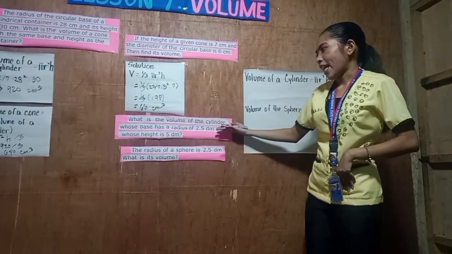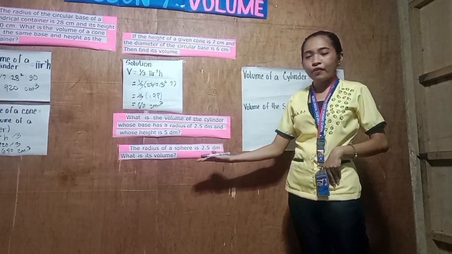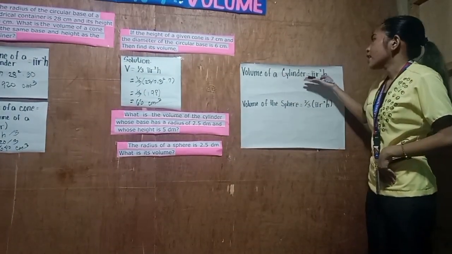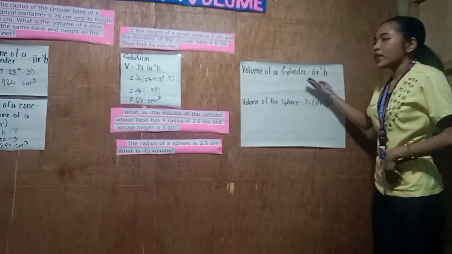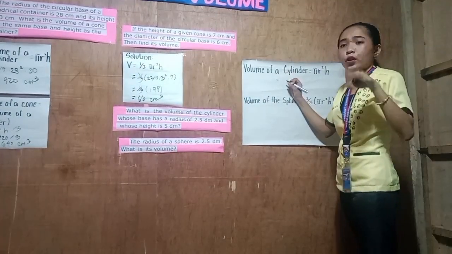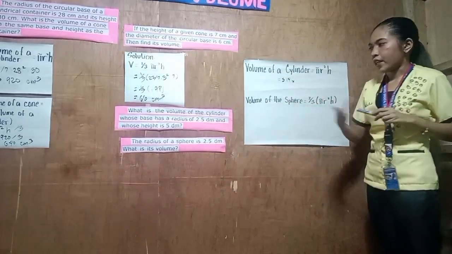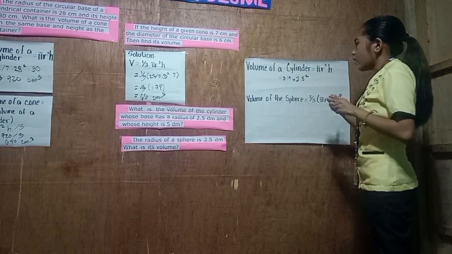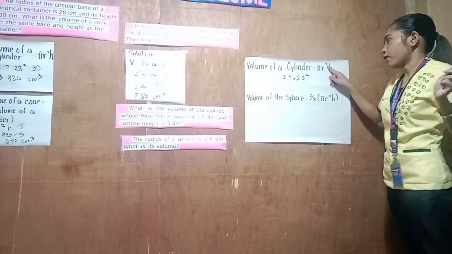Now, let's try to answer the problem. What is the volume of the cylinder whose base has a radius of 2.5 decimeter and whose height is 5 decimeter? So we have here the formula in finding the volume of a cylinder. So volume of a cylinder is equal to pi times r squared times height. So what's the value of our pi? Yes, we can write here 3.14. 22/7 is still fine. We can write here 3.14 times what is our radius? We have, very good, 2.5 decimeter. So since we have here squared, right? So we have to square our radius.